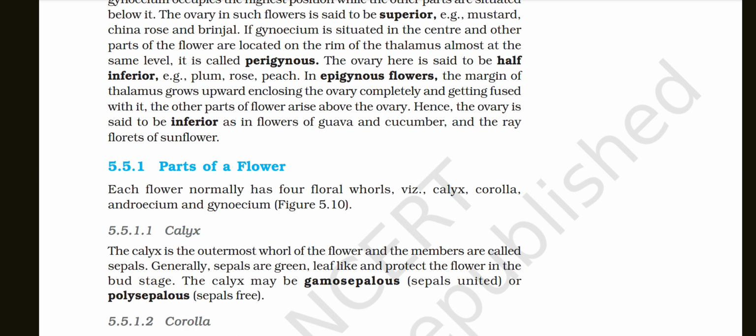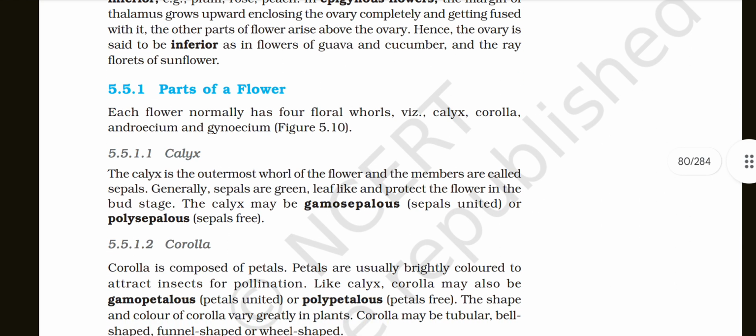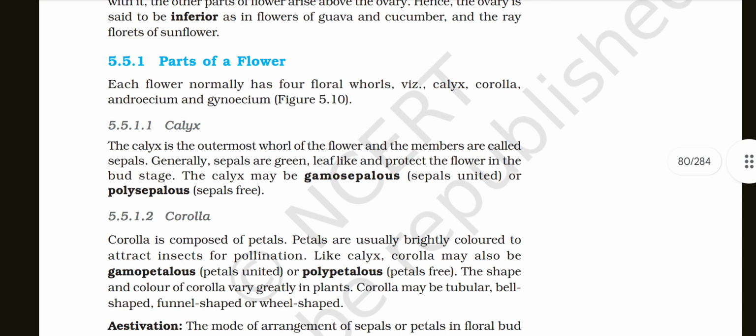The other parts of the flower arise above the ovary. Hence, the ovary is said to be inferior, as in the flowers of guava and cucumber, and the ray florets of sunflower. The margin of the thalamus grows upward, enclosing the ovary completely and getting fused with it. The other parts of the flower arise above the ovary. Hence, the ovary is said to be inferior, as in flowers of guava, cucumber, and the ray florets of sunflower.